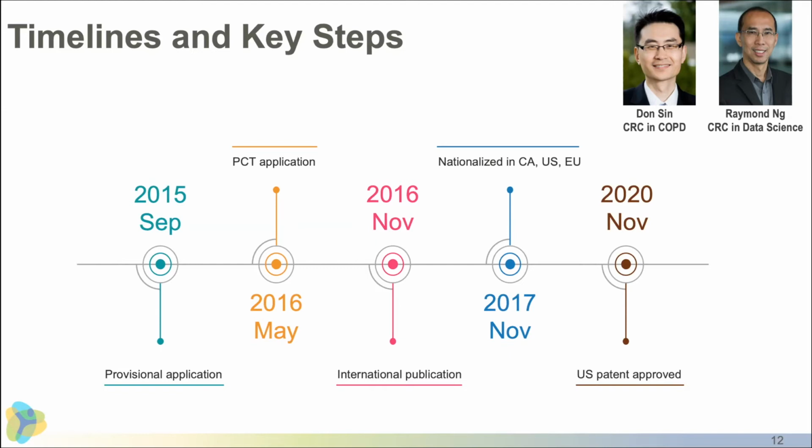About a year or two after the nationalizations were submitted, we started to get office actions from the US and Europe. After a lot of going back and forth with the patent officers, we finally had our first US patent approved just this month. So as you can see, this is a very long process, 5 years. Take that into account as you're developing your biomarkers as well.